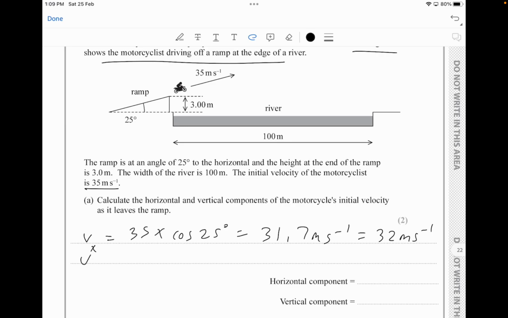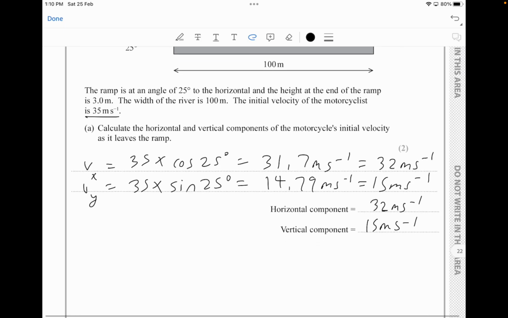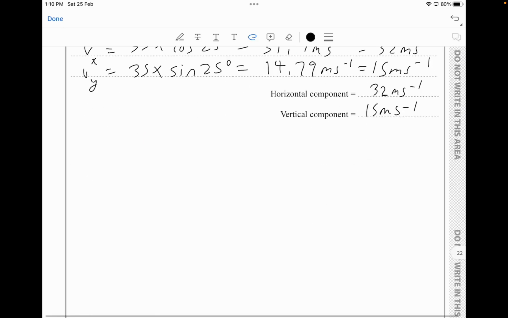And your vertical component, Vy, is going to become 35 times sine of 25 degrees. That gives us a value of about 14.79 meters per second. You can round this off to about 15 meters per second. So you're going to get your horizontal component as 32 meters per second and your vertical component as 15 meters per second if you round them up. Yeah, this seems correct. Okay, let's move on to the next question.